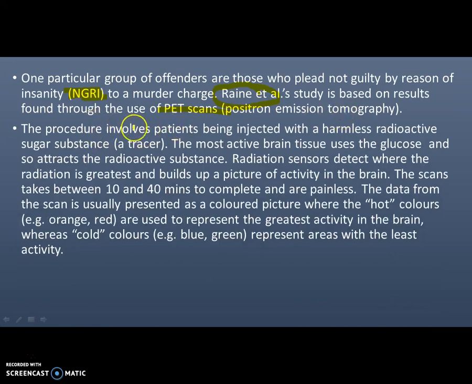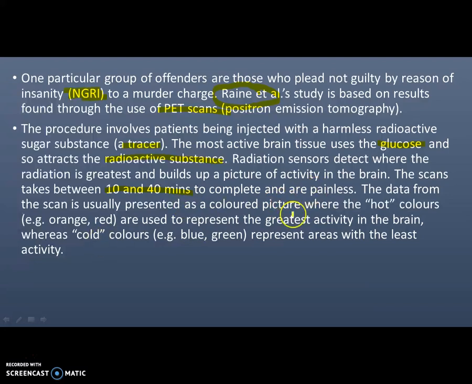So PET scans involve patients being injected with a harmless radioactive sugar substance, which is known as a tracer. The most active brain tissue uses the glucose and attracts the radioactive substance. Radiation sensors in the scanner detect where the radiation is greatest, and build up a picture of activity in the brain. The scan takes between 10 and 40 minutes to complete and is painless.